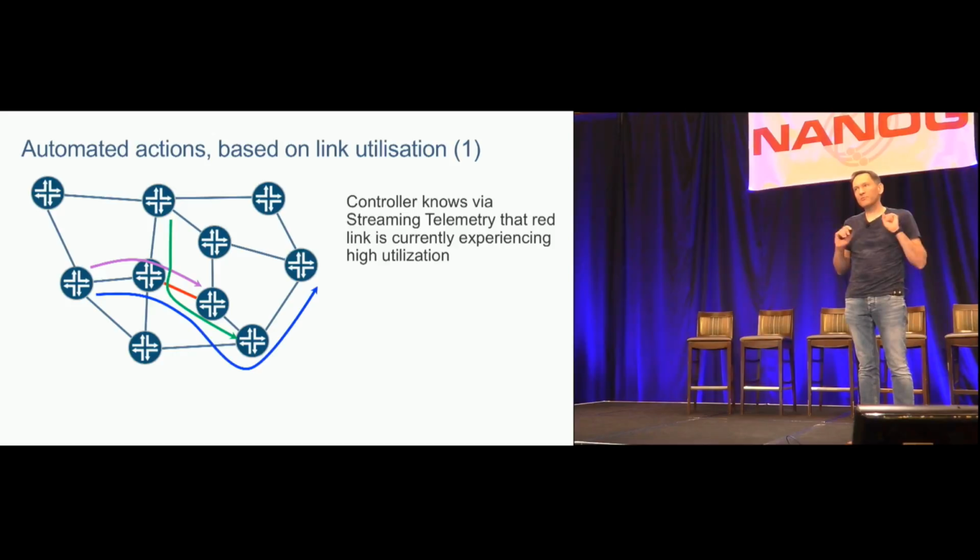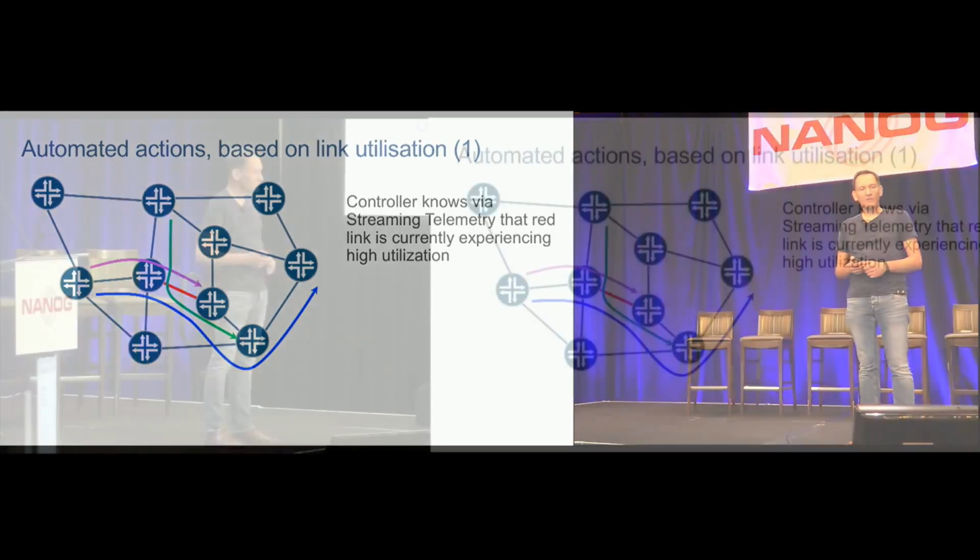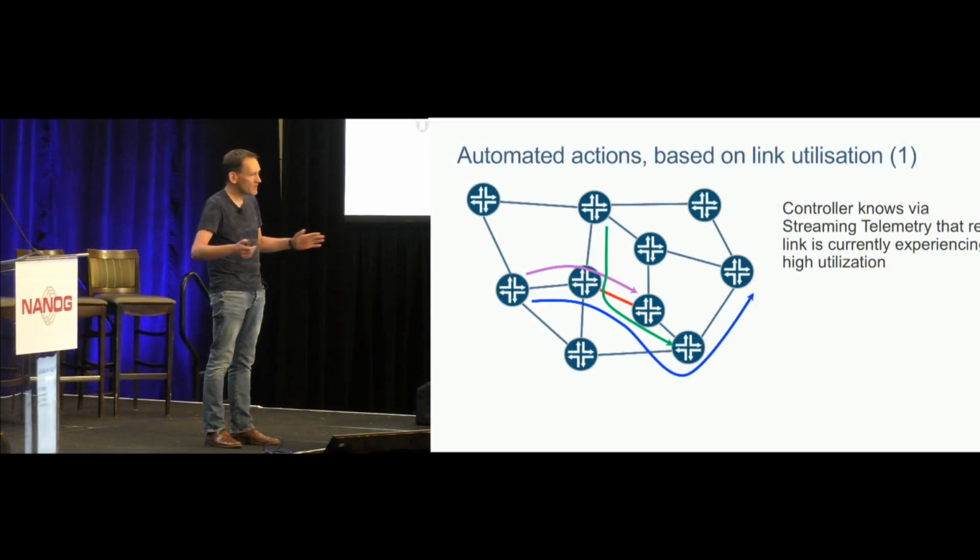Another class of use case which I think is extremely interesting, this is my favourite one, is going back to this closed loop automation which I talked about near the beginning of the talk. So the controller knows through streaming telemetry how much traffic is travelling along each physical link. It knows through streaming telemetry how much traffic is being launched into each individual traffic engineered LSP. And so you could set a threshold. You could say, okay, if the traffic on any physical link exceeds 90%, then move away some LSPs automatically to mitigate the congestion. And so in this example, the link which is coloured red has exceeded that threshold.